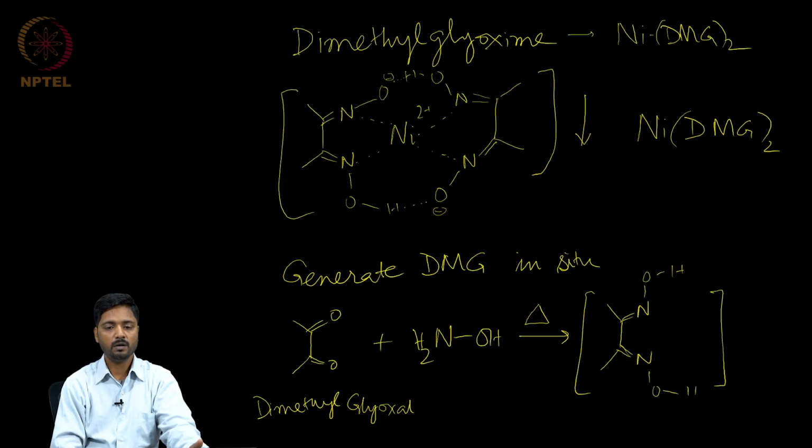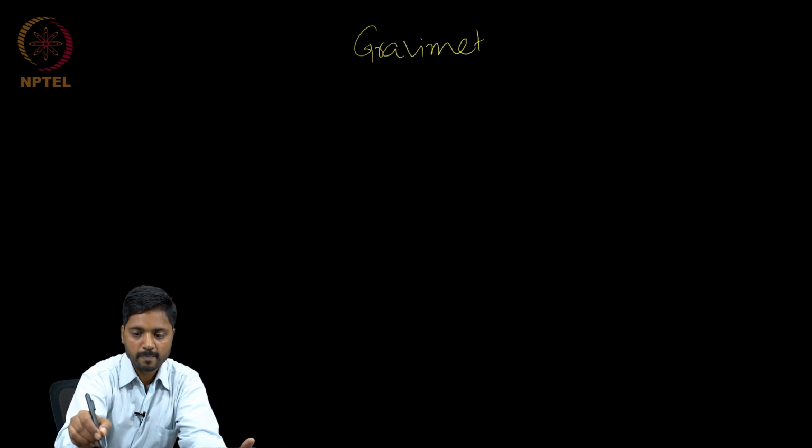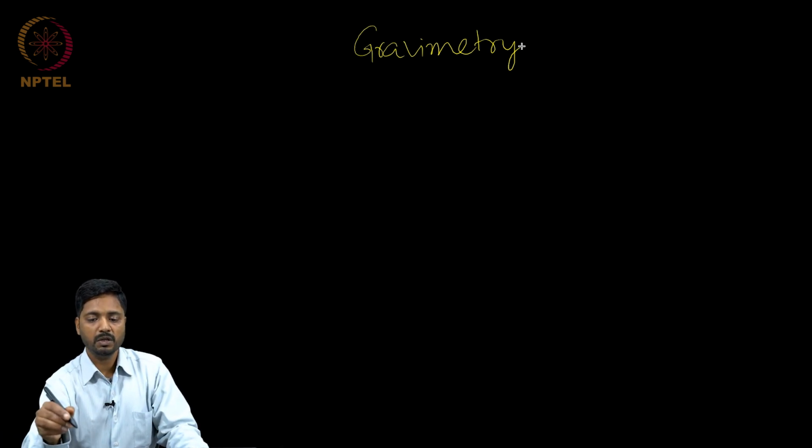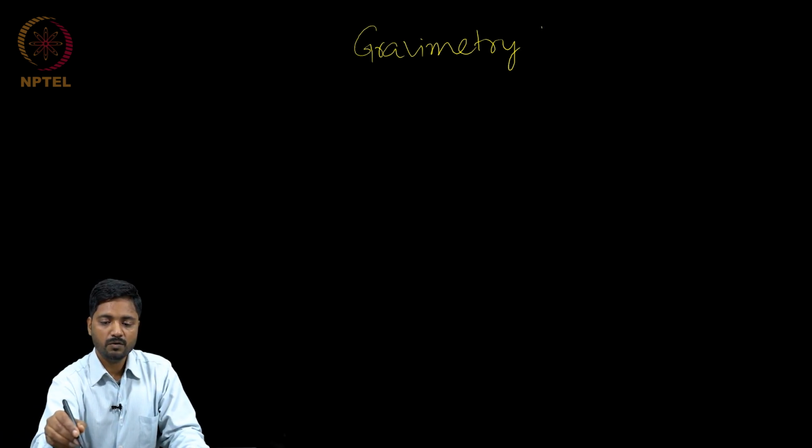Now, one type of gravimetry, which is a little counterintuitive, is what is known as volatilization gravimetry.